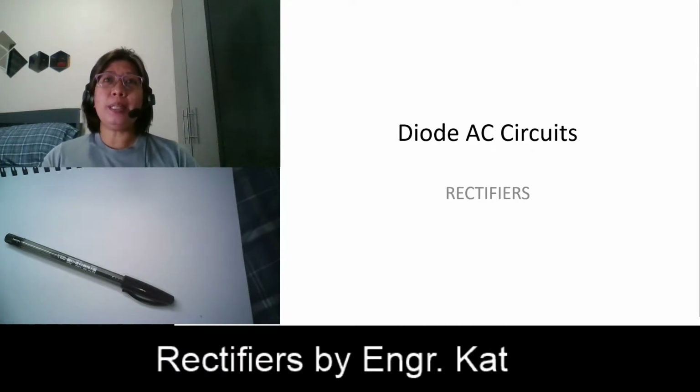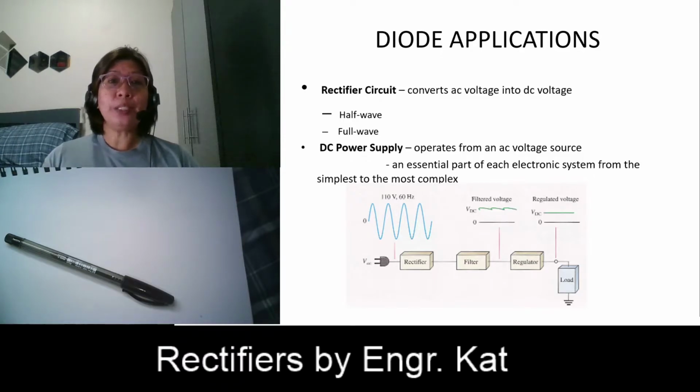Okay, so the first diode application with an AC source is what we call rectifiers. So what are rectifiers? A rectifier circuit converts an AC voltage into a DC voltage. Our input will initially be an AC source, an AC signal in the form of a sinusoidal waveform, and then upon passing through a rectifier diode circuit, we can measure a DC voltage. So using a DC voltmeter, we can measure a DC voltage across our output or our load.